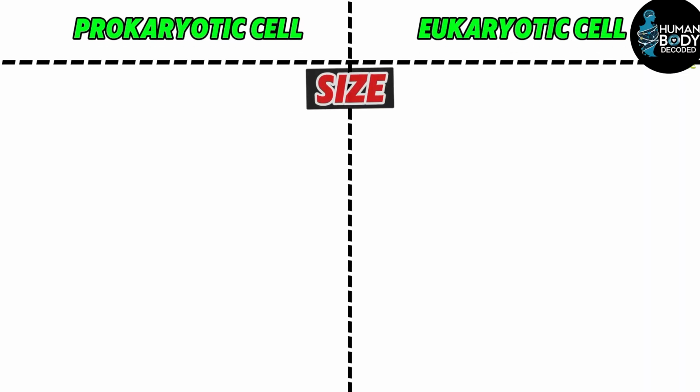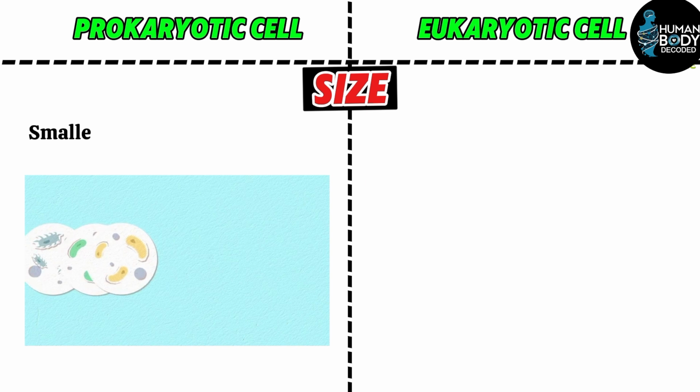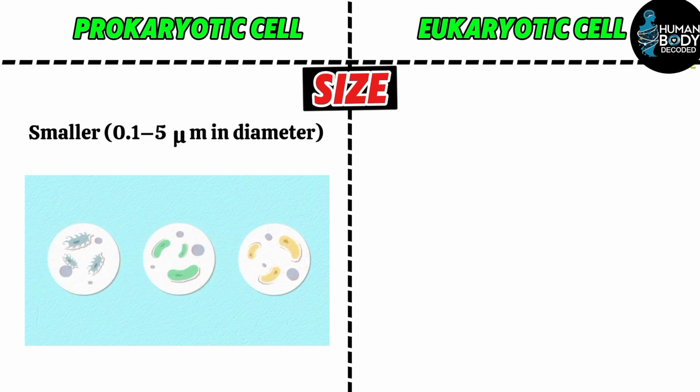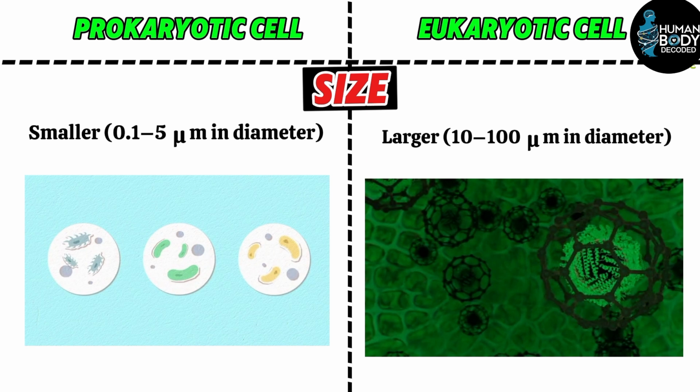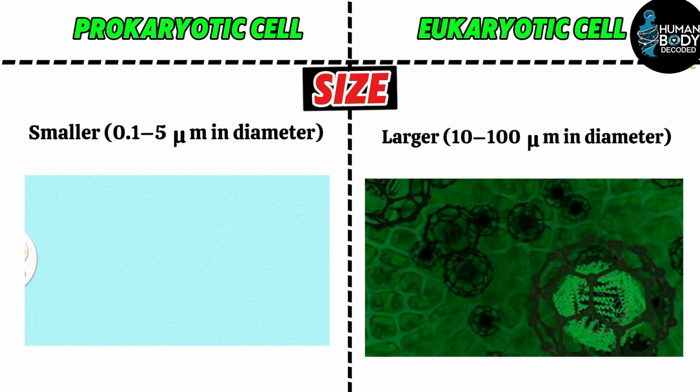First up, size. Prokaryotic cells are much smaller, typically ranging from 0.1 to 5 micrometers in diameter. In contrast, eukaryotic cells are larger, usually between 10 and 100 micrometers. So, when comparing them under a microscope, eukaryotic cells are significantly bigger.